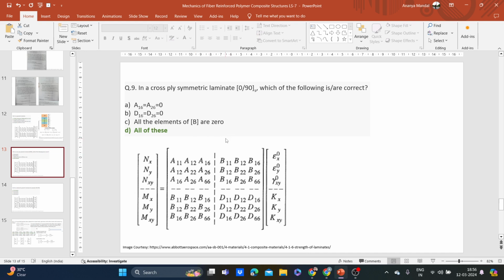Okay, I'll check again. It will be equal to 0 because A16 and A26 are equating the force with the shear, right? So it is the extension of shear coupling. For 0 and 90, there won't be any shear. So that's why A16 and A26 will also be 0. Yes. Okay, okay.